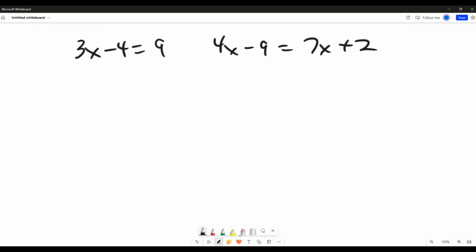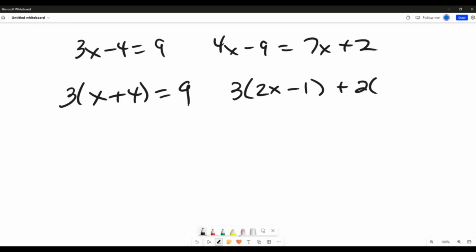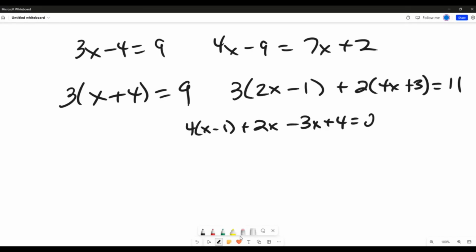Then we're going to move to equations that look like this. 3 times x plus 4 equals 9. Oh my word, now we've thrown a parentheses in there. Then we're going to move to problems that look like this. 3 times 2x minus 1 plus 2 times 4x plus 3 equals 11. And then they're going to turn into 4 times x minus 1 plus 2x minus 3x plus 4 equals 2 times x minus 3 plus 4 times x minus 1.